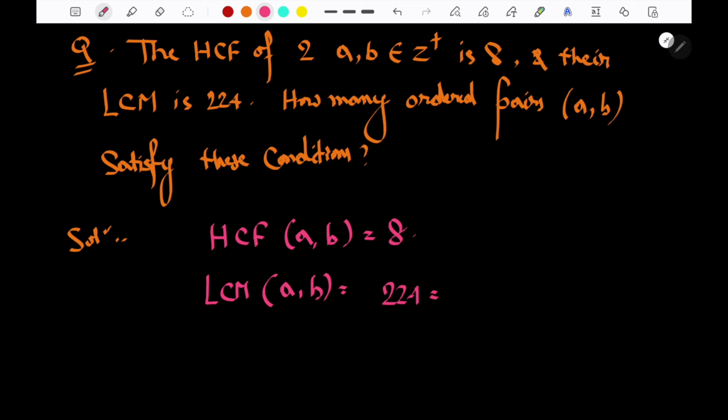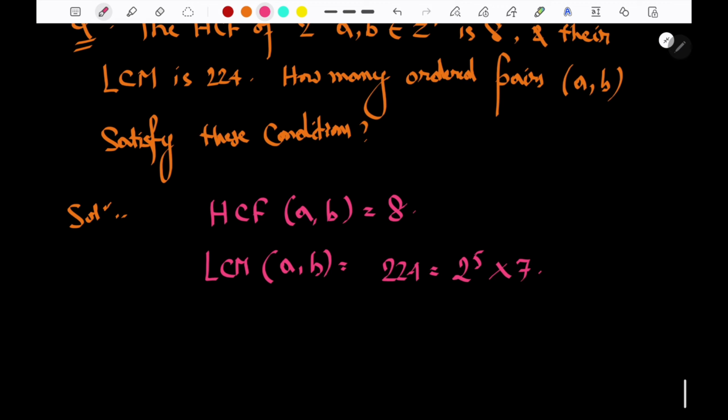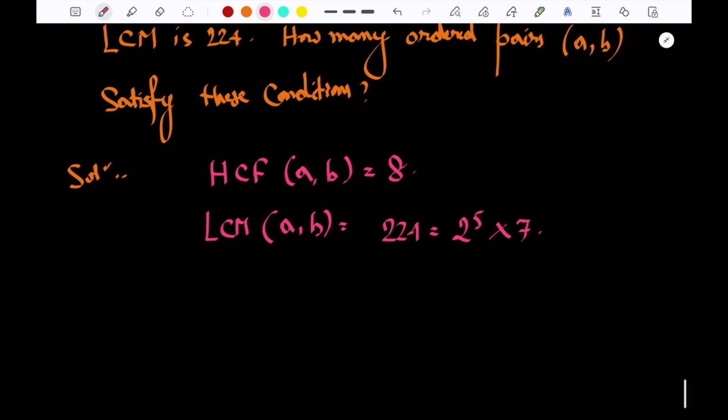224 can be written as 224, 2, 112, 2, 56, 2, 28, 2, 14, 2, 7. It means 2 to the power 5 into 7. 2 to the power 5 is 32, into 7. Now, LCM is given, HCF is given. HCF is 2 cube.